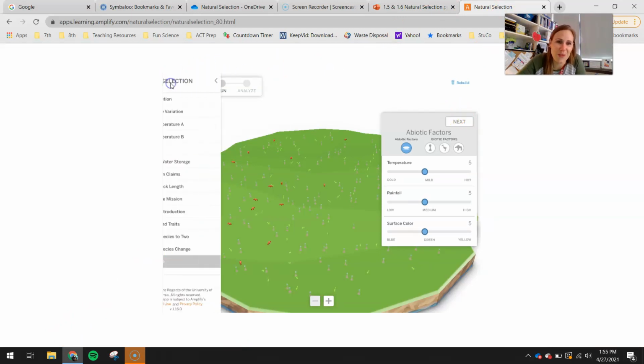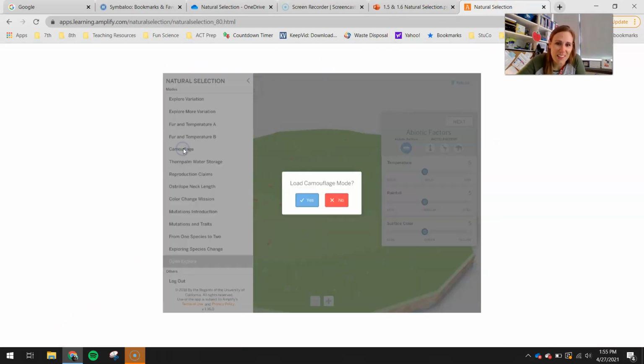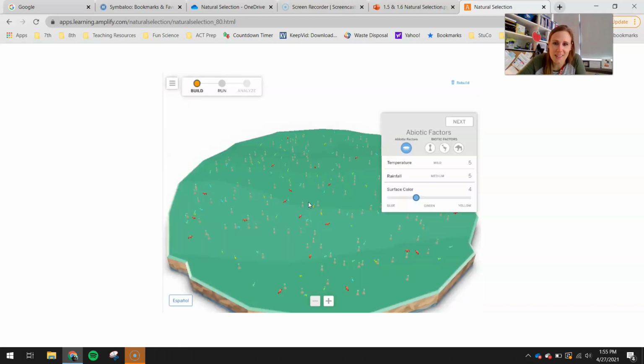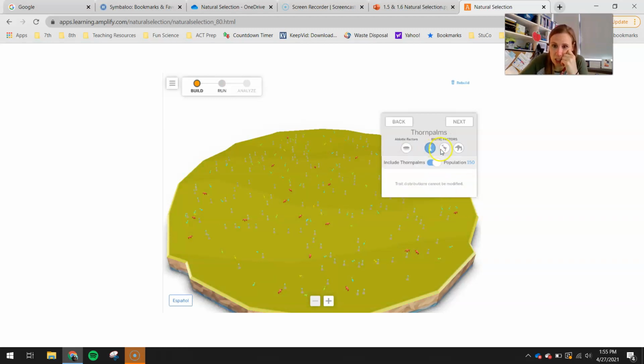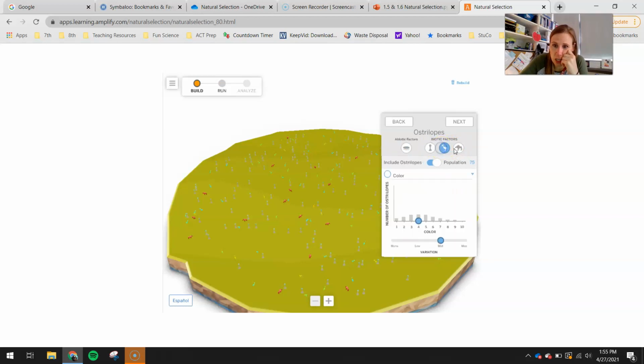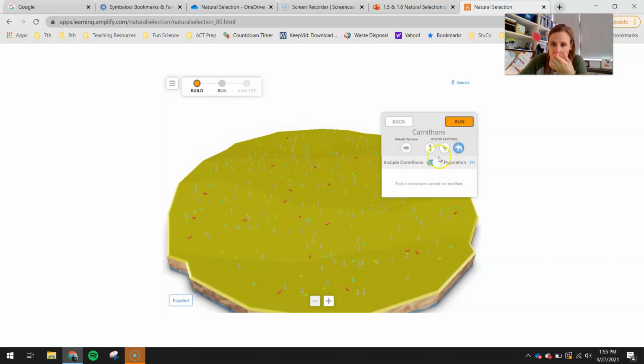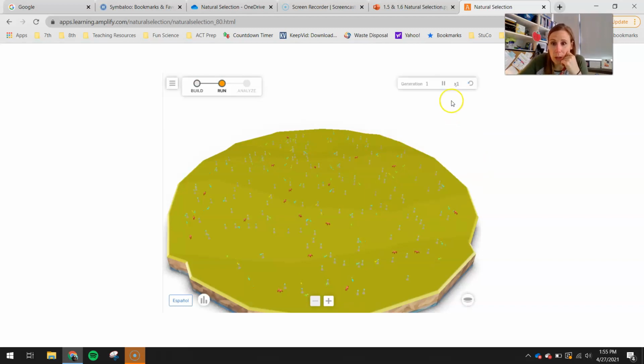All right, so we're in camouflage up here. Load the camouflage mode, yes. Okay, we're going to look at abiotic factors. We're going to take surface color to 7. So notice this 7 number right here. That tells us how yellow our surface is. Okay, and then biotic factors, we're not going to change thorn palms. We're not going to change australopes, but we are going to make sure to include the carnithons. So we have a population of 20 of our predator here. We're going to go ahead and run that.